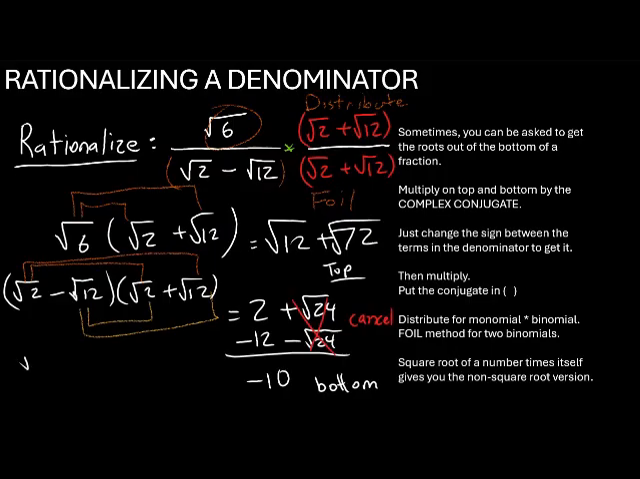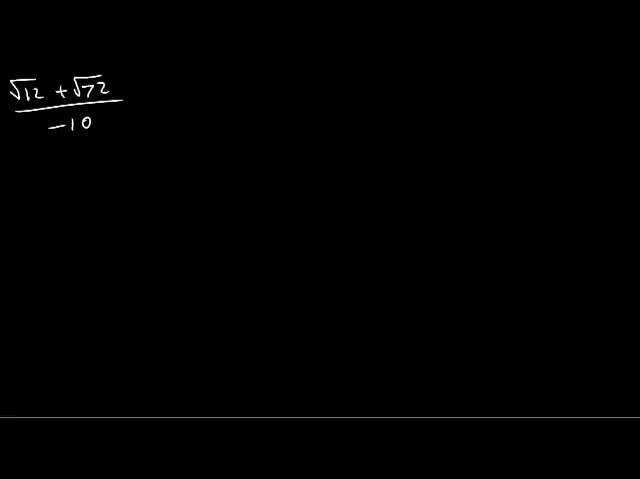So far, what we have is square root 12 plus square root 72 divided by negative 10. We can simplify this down a little bit further. Even though this fraction is already rationalized, we can simplify a little bit by looking a little harder at the roots and trying to factor out perfect squares from the roots. Remember, your perfect squares are 4, 9, 16, 25, 36, 49, 64, 81, and 100.